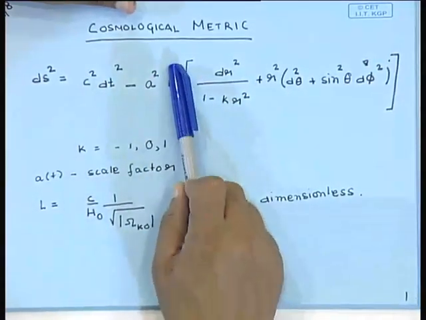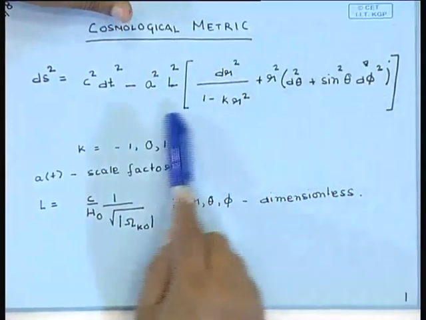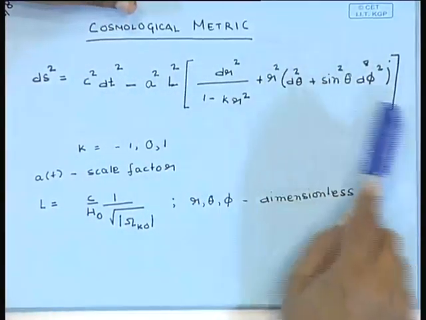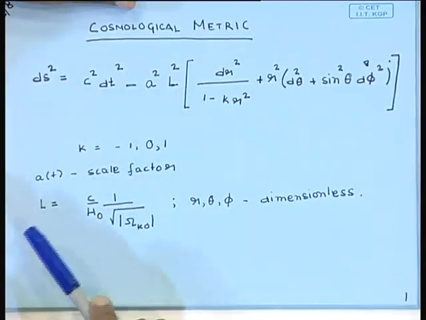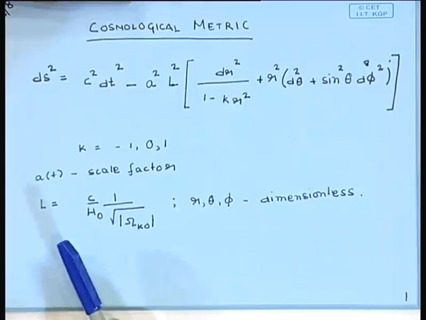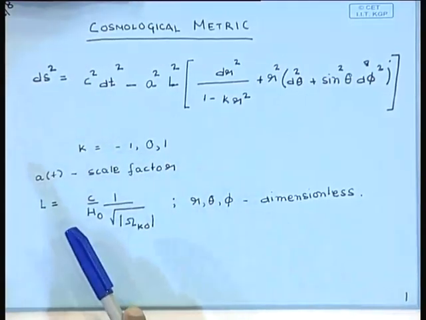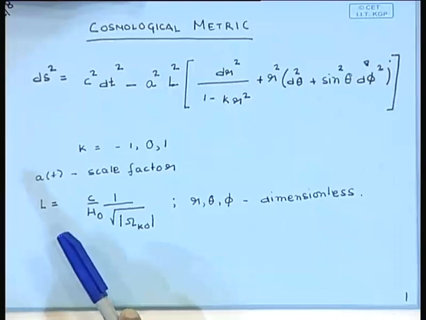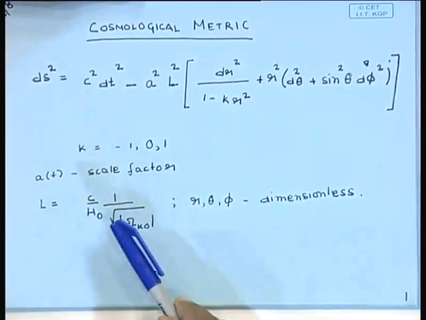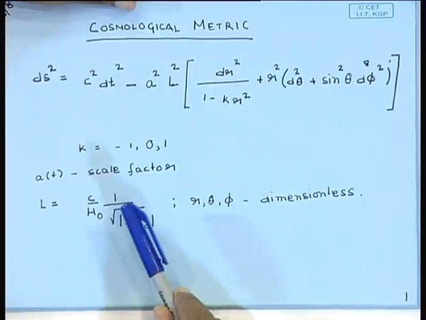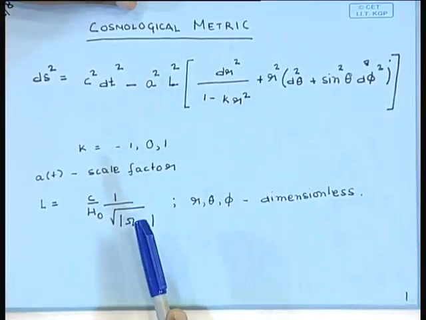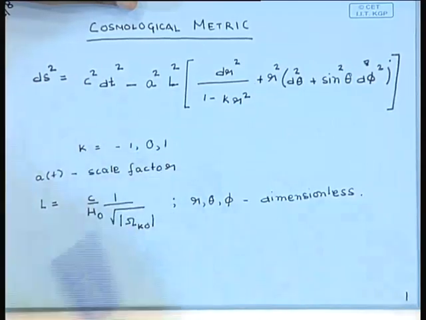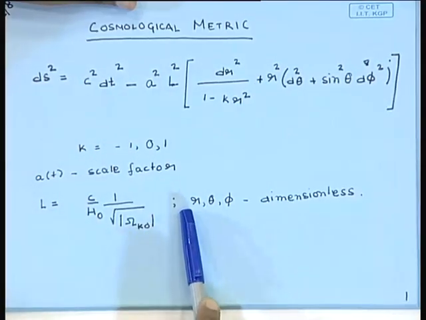This part of the metric refers to space and this part to time. The value of k decides the curvature of space. If k is -1, we have a negatively curved space, a space of constant negative curvature. If I have k equal to 0, we have a flat space with no curvature. In both these cases, r can vary from 0 to infinity, the space is infinitely large.